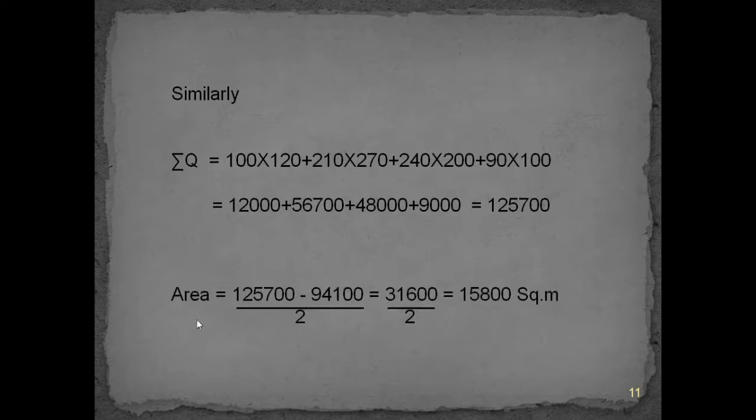Now you make the difference. So 1,25,700 minus 94,100, divided by 2, because from the formula it is clear that half of the difference between the two things will be the area. So the area of the closed traverse from our coordinates given is 15,800 square meters. By this way this problem will be ended.